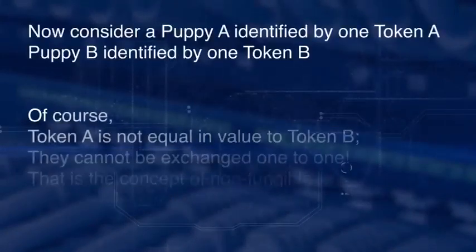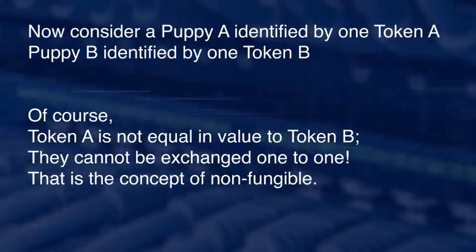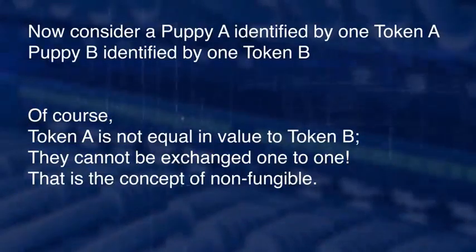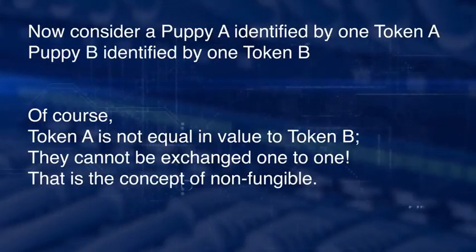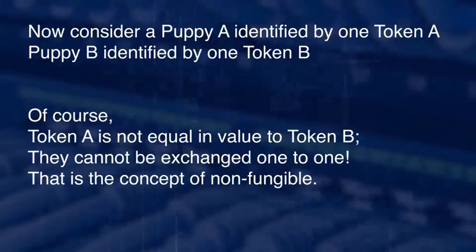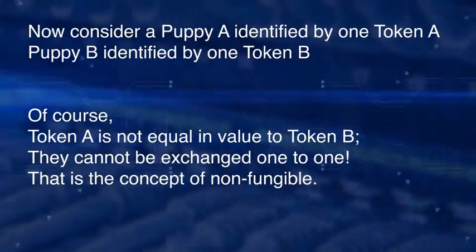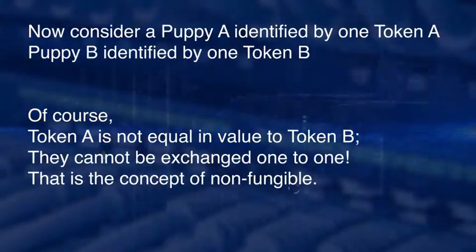Now consider puppy A identified by one puppy token A. Puppy B identified by one puppy token B. Of course, puppy token A is not equal in value to puppy token B. They cannot be exchanged one to one. This is the concept of non-fungible. Consider another example. Compare an ordinary penny with a collectible penny. They are one token or one penny each physically, but their values are not the same.